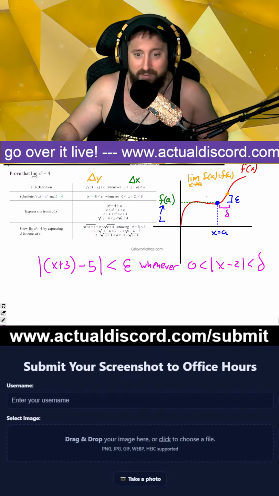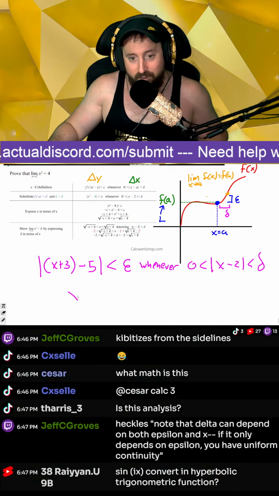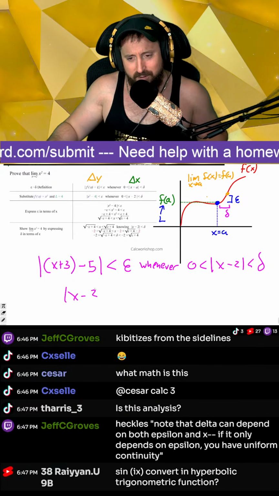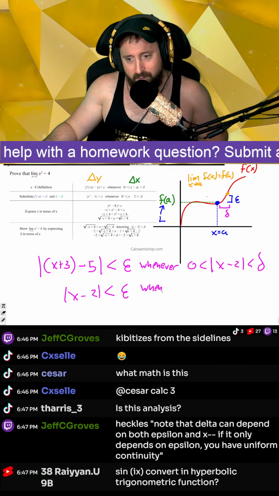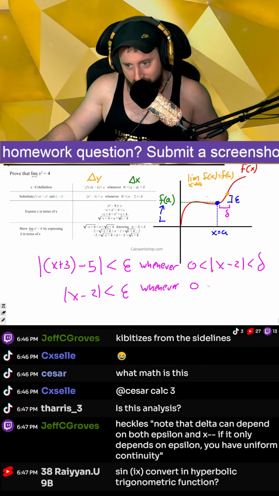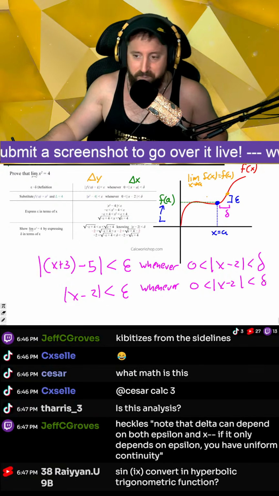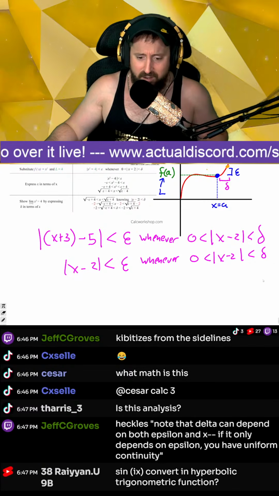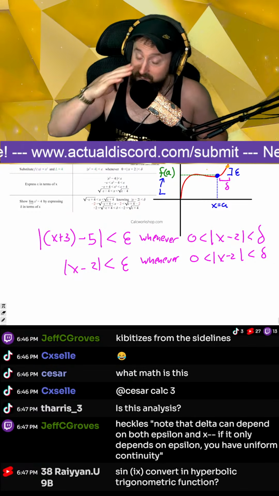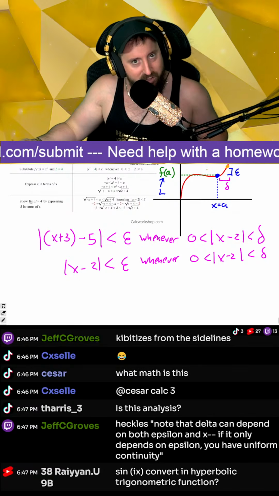All right, so from this, this is x plus 3 minus 5. So you get x minus 2 is less than epsilon whenever 0 is less than or equal to x minus 2 is less than delta. So in this case, are you done at this point? Is this the proof?